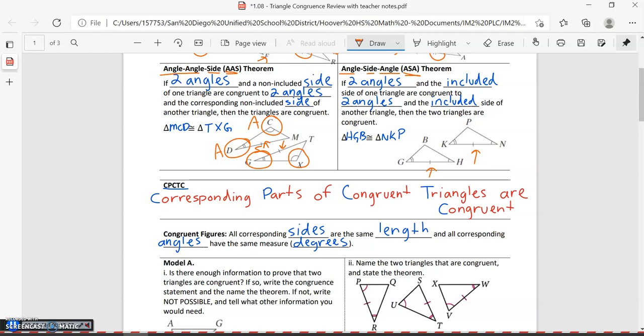So essentially, if we have two angles and any side that matches up, we have a congruent triangle. As long as they match up, like they both are on the outside or they're both on the inside. It just depends on which theorem you're going to use to prove they are congruent. And once again, we have the congruent statement.